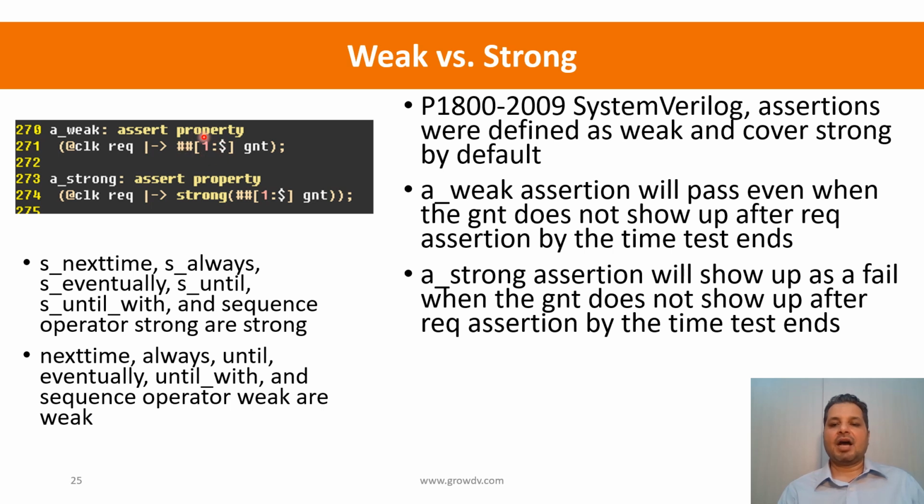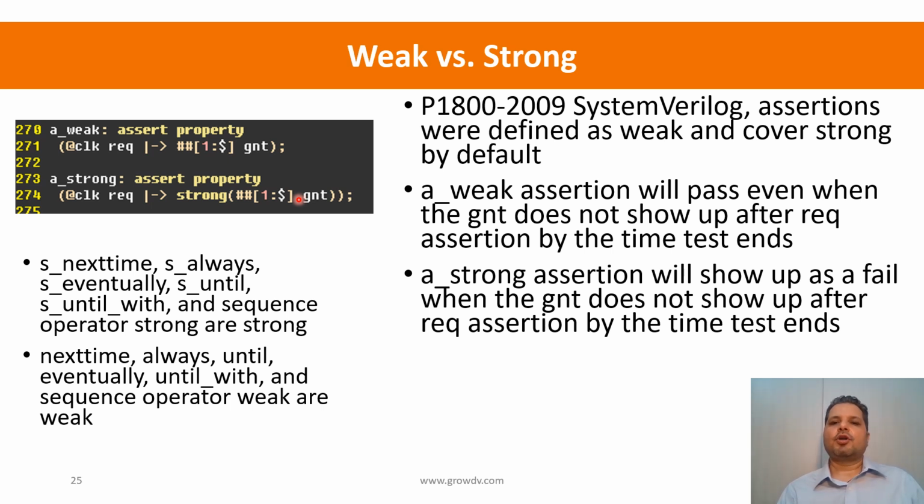Whenever you especially have the unbounded range, it will pass. But if you put a strong, then what happens is if the request gets asserted but the grant doesn't show up by the end of the test, then this particular property will fail. So that is the effect a strong operator has, to make the unbounded range non-weak. That is, if they are not satisfied, it's going to show up as a failure at the end of the test. So that is the use case.